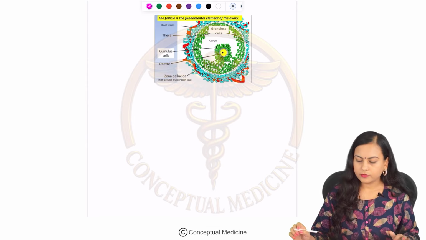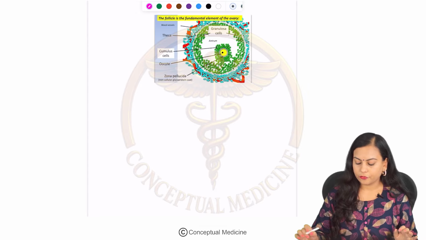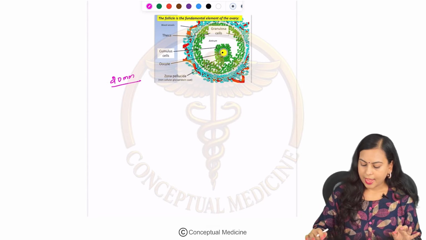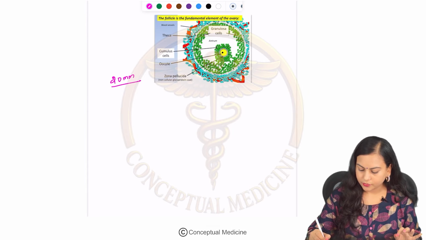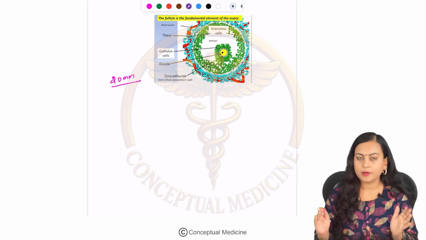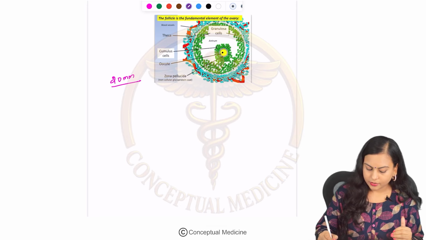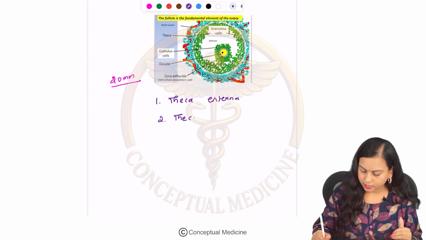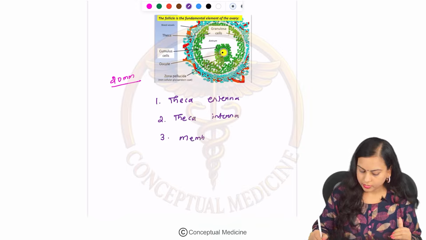Okay. So the structure of the Graafian follicle is important for you. The Graafian follicle measures approximately 20 millimeters in size before ovulation, and the layers of the Graafian follicle are very important. Okay. If you move from outside to inward, the layers will include theca externa, then your theca interna. You will have granulosa cells then, that is membrana granulosa.